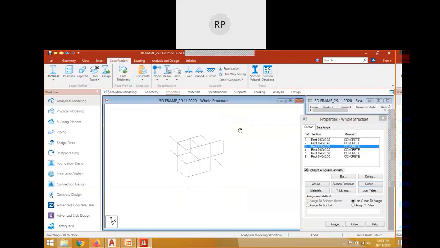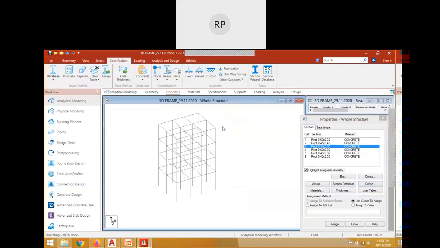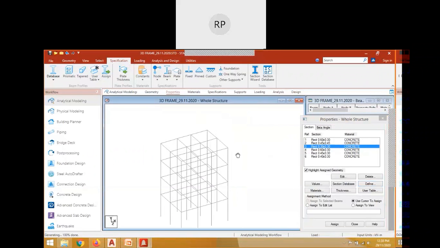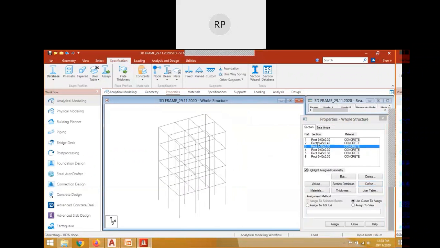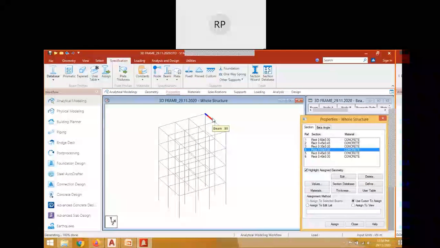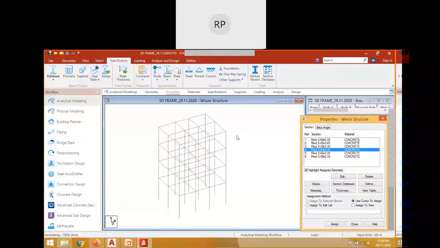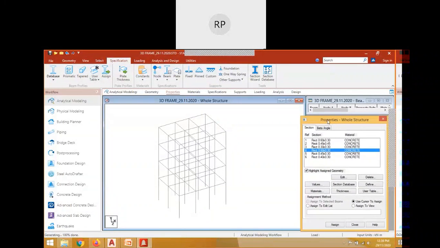All properties have material equal to concrete. Now remember one thing, when you assign these properties to this particular model, first you click on the property and then you select that particular member where you want to assign this property. Suppose if you go in the reverse way, first you select this member and then you select this property, then this member is deselected. So again you have to select that particular member, right?